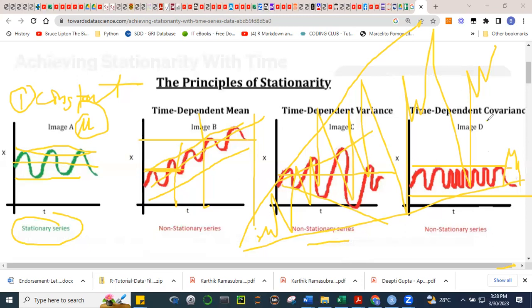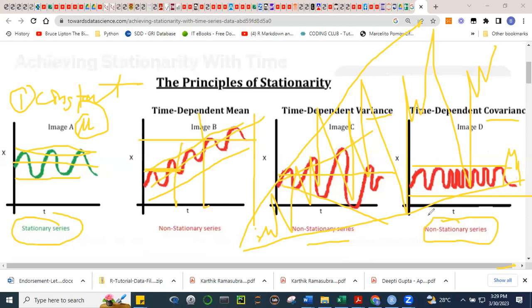So this, on the other hand, is time-dependent. This is time-dependent variance. This is time-dependent covariance, which means that the data points covary with each other. So this is why we call it a non-stationary series. If your time series data is non-stationary, then we cannot use the Box-Jenkins approach to model that data.